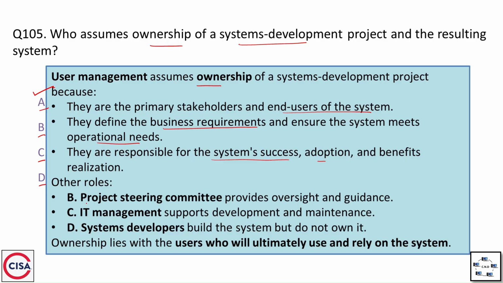Other roles: option B, project steering committee provides oversight and guidance. Option C, IT management supports development and maintenance. Option D, systems developers build the system but do not own it. So ownership lies with the users who will ultimately use and rely on the system.